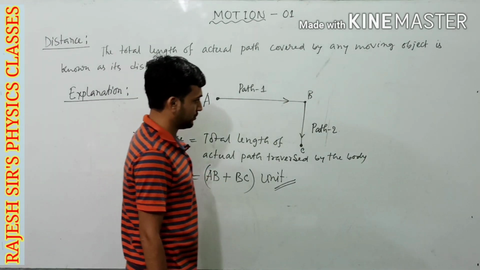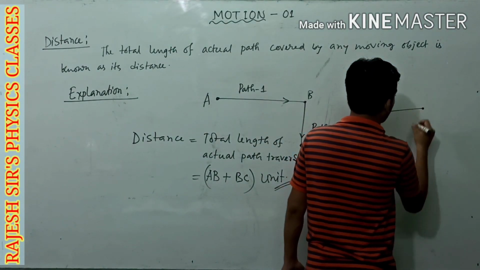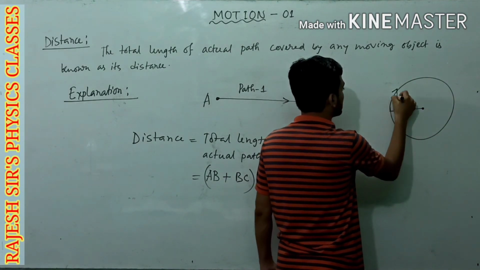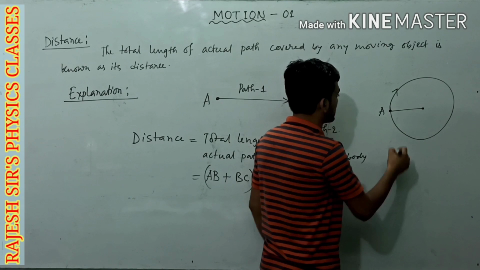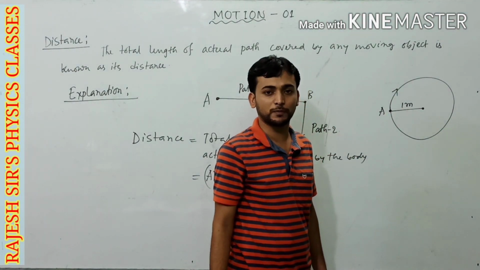Now in one numerical, suppose you have been asked: a body performs motion along a circular path and it starts its journey from point A. Suppose 1 meter is the radius of that circular path.